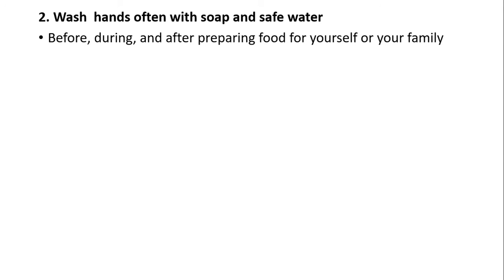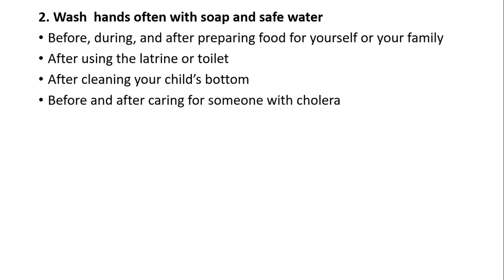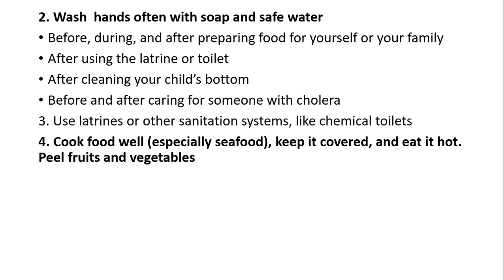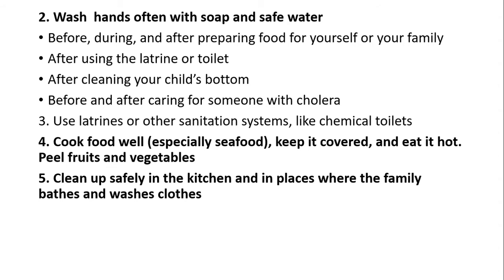Wash your hands often with soap and safe water before, during and after preparing food for yourself or your family, after using the latrine or toilet, after cleaning your child's bottom, and before and after caring for someone with cholera. Use latrines or other sanitation systems like a chemical toilet. Cook food well, especially seafood. Keep it covered and eat it hot. Peel fruits and vegetables. Clean up safely in the kitchen and places where the family bathes and washes clothes.